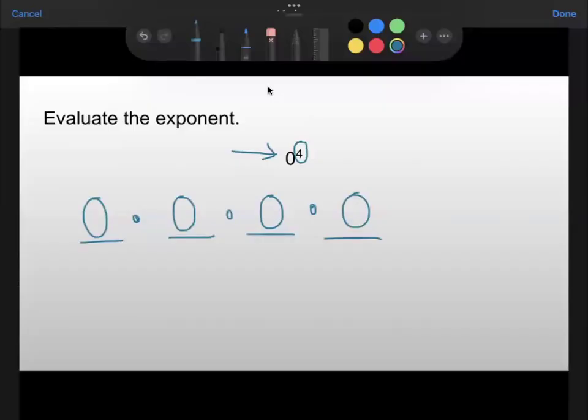Now, if I need to figure out what that's equal to, I know that 0 times 0 is 0, 0 times 0 is 0, and if I multiply those two together, I get 0. So anytime you have 0 as a base, no matter what the exponential number is, you're going to end up getting 0 when you evaluate it.